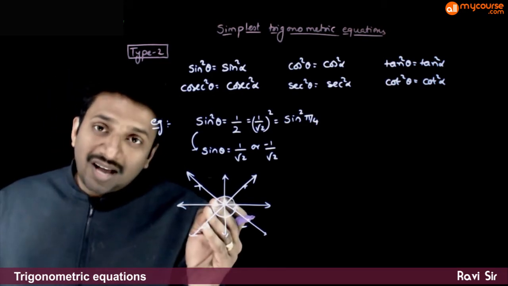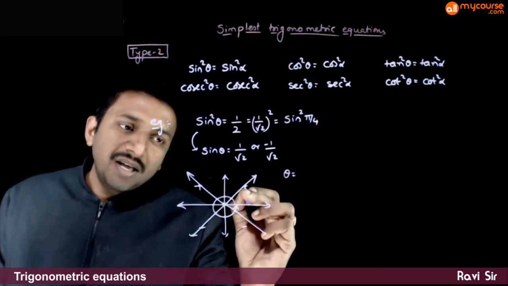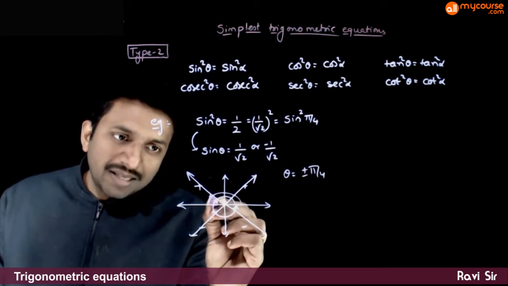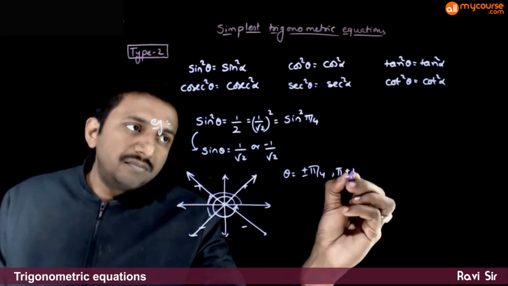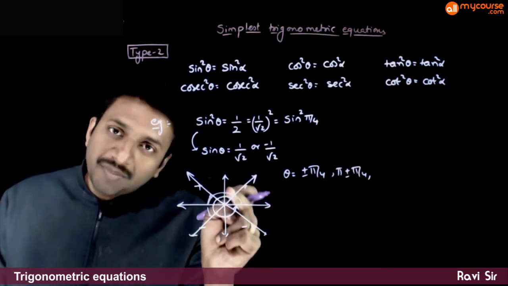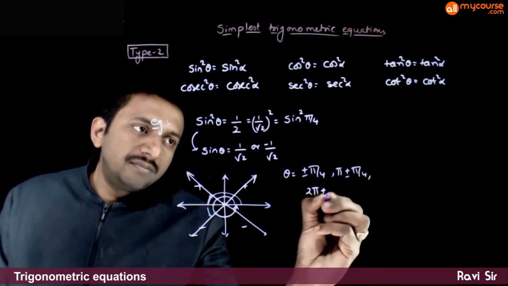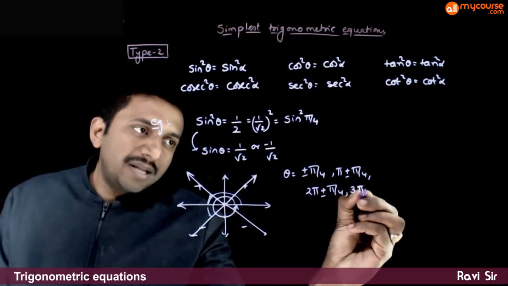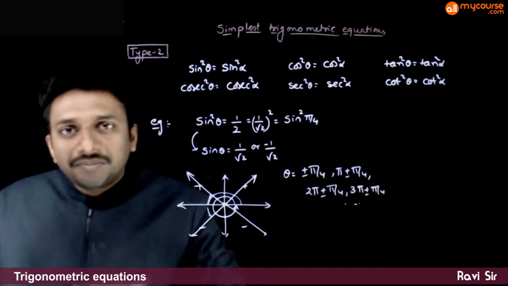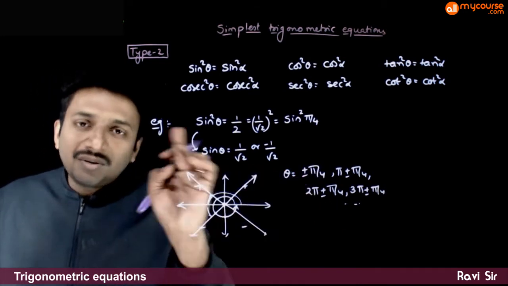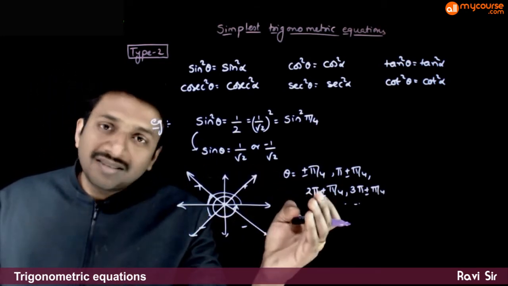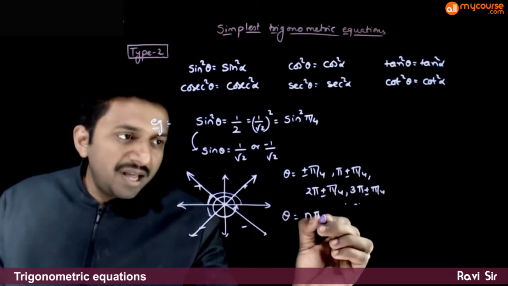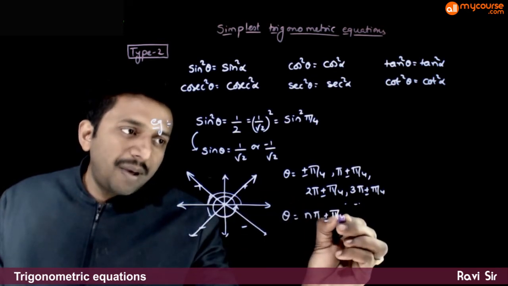So what are the answers that you have? Theta can be equal to plus or minus pi by 4. And pi plus or minus pi by 4. Next, 1 complete rotation plus or minus pi by 4. 1.5 rotation plus or minus pi by 4. 3 pi plus or minus pi by 4. So on. So all these are solutions to this equation. And how do I write this in a general form? So theta can be written as n pi. You are getting all integral multiples of pi plus or minus pi by 4.